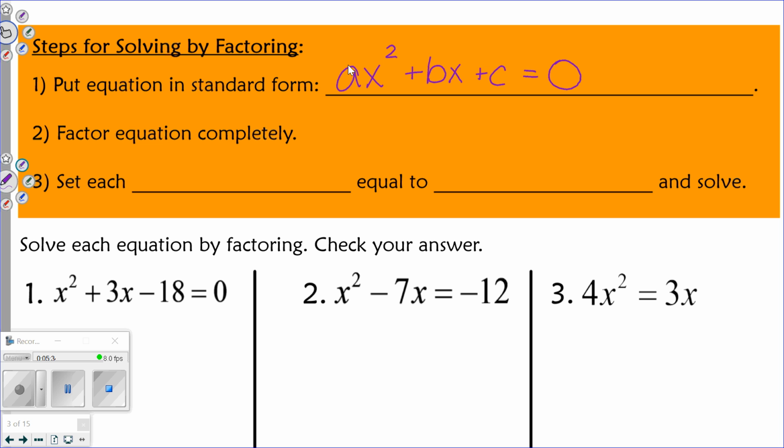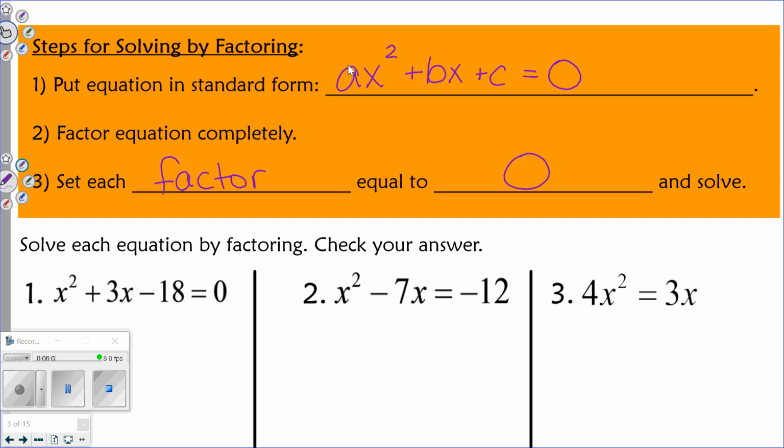But the other part of that is, notice the order. Does that look familiar to how we've been factoring? It's always x squared, then x, then your number, and then equals 0. Okay, so put it in standard form. Factor it completely. So pull out GCFs, 2 sets of parentheses, do all that factoring. And then you will set each factor equal to 0 and solve, which is what we just worked on the previous slide.